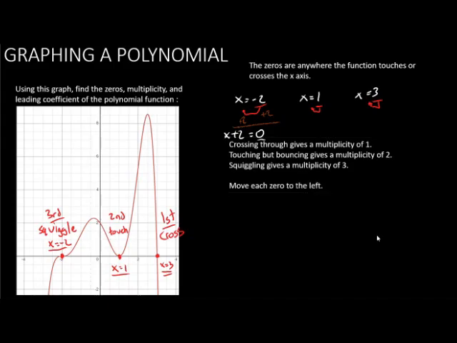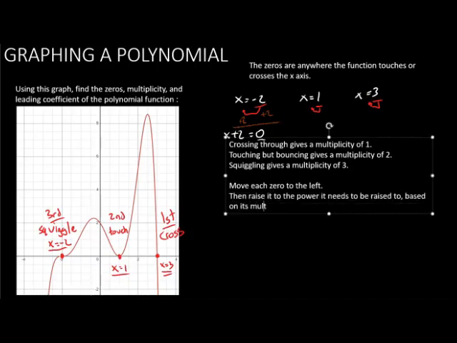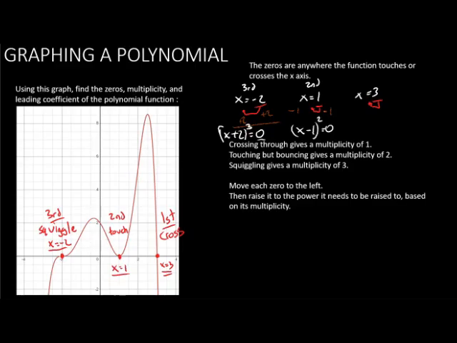After we move each zero to the left, we will raise it to its own power based on the shape that the graph makes when it crosses through the axis. Because x equals -2 gave us a squiggle, that zero will be third power, and this will give us x plus 2 raised to the third power. If we do the same thing at x equals 1, we'll subtract 1 from both sides, and this will give us x minus 1 equals 0. At x equals 1, it touched but bounced off, and that means we'll have second power at that position, giving us x minus 1 squared.